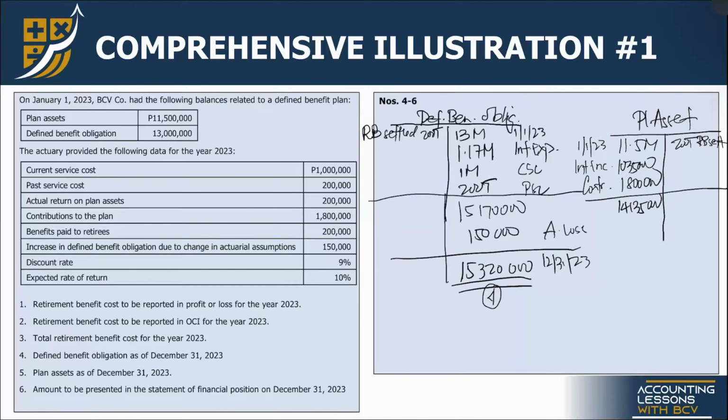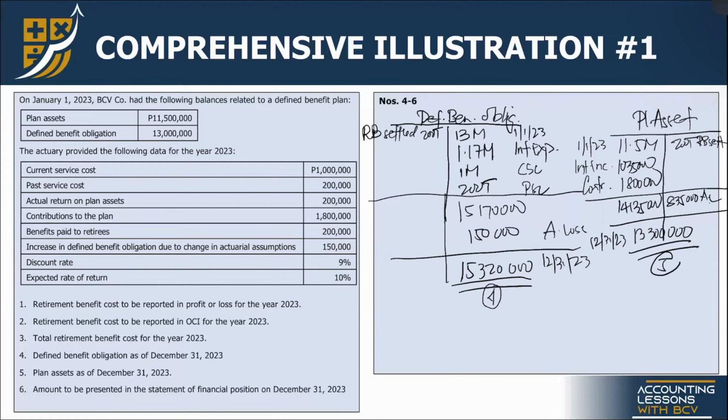Now, ano nga ulit ang result ng plan assets? Actual gain or loss. Di ba loss? Mas mababa yung actual return eh. Magkano ulit yon? Is that 835,000? Yes. So, babawas natin siya kay plan assets. So, this is actuarial loss. Okay? So, how much is your plan assets December 31, 2023? The answer is 13,300,000. That will be your answer for number 5. Okay?